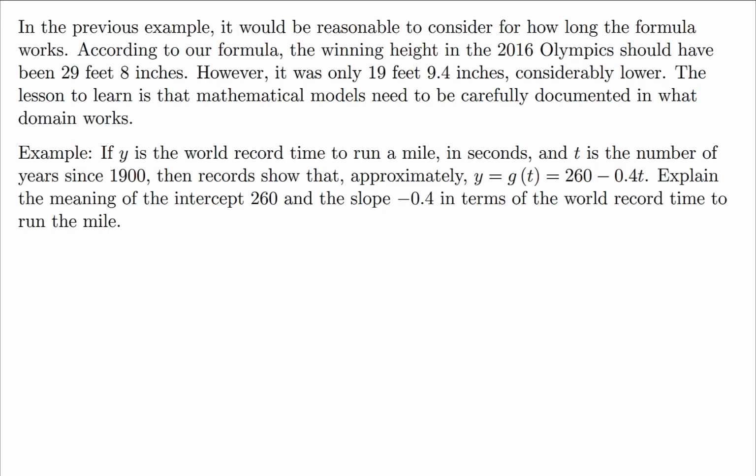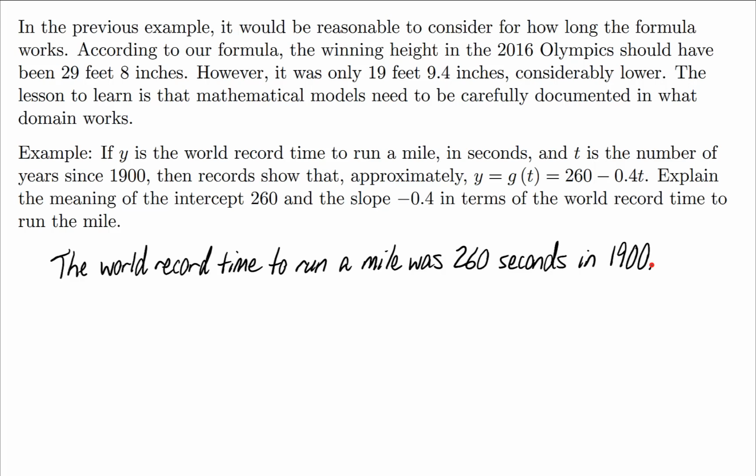Now here's one that has been holding pretty well. The world record time to run a mile has been decreasing according to this formula, where t is in years since 1900, and y is the number of seconds to run that mile. So now let's give some interpretations of these values. First off, the 260. Just like in the last example, that's associated with t equals 0. When t equals 0, we're talking about 1900, so the world record time to run a mile was 260 seconds in 1900.